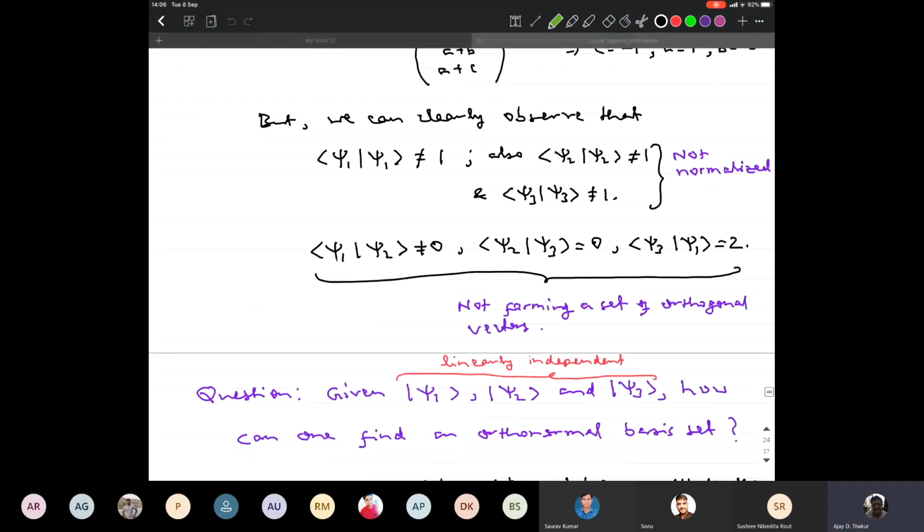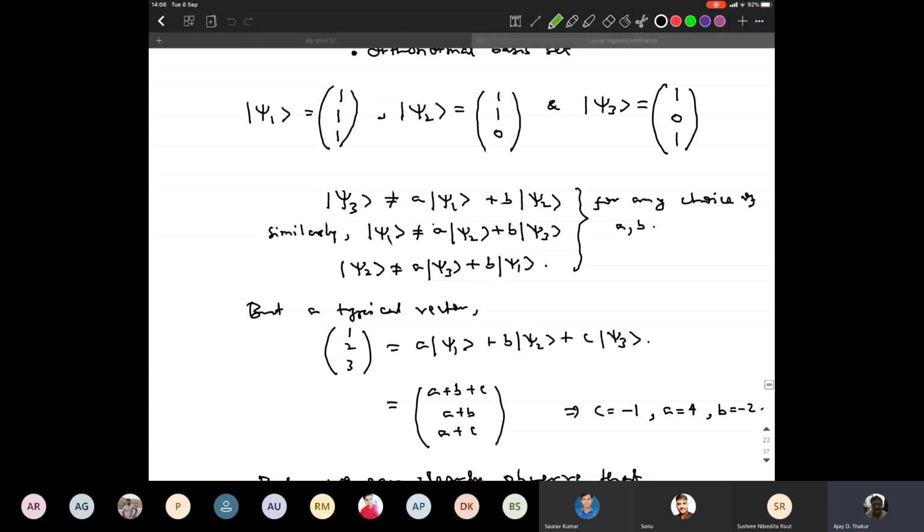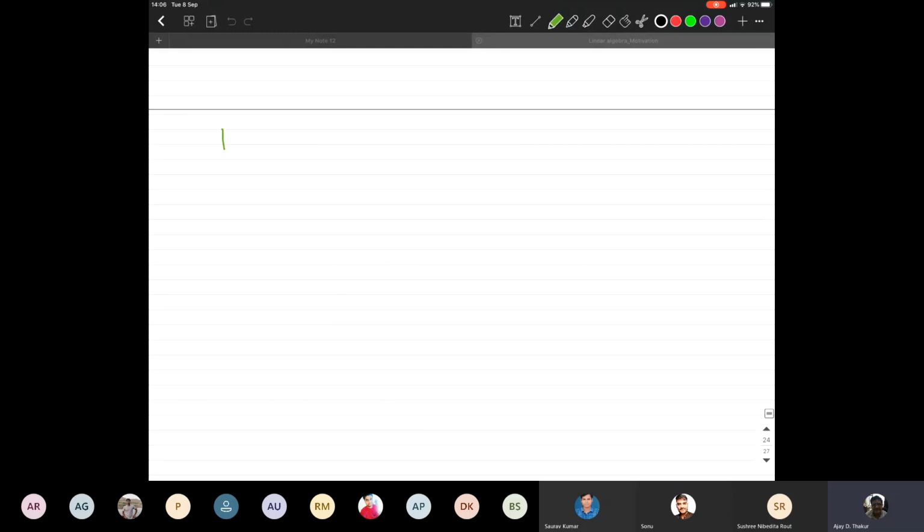So let's just implement it and you will prompt me how we are going to find the corresponding orthonormal basis set. So let us write these vectors once again, just to make sure that we have things right in front to help us. So this was psi 1, psi 2 was, psi 3 was 1, 0, 1.